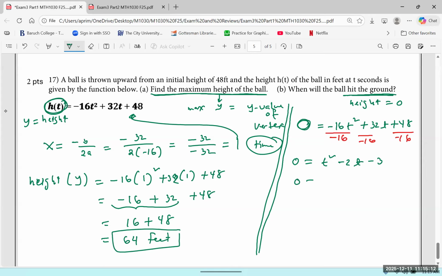And now it becomes a simple quadratic equation. So we can factor. Two numbers multiply to negative 3 and combine to negative 2. Negative 3 and plus 1. So you get t minus 3 equals 0 and t plus 1 equals 0. That gives you t equals 3 and t equals negative 1.